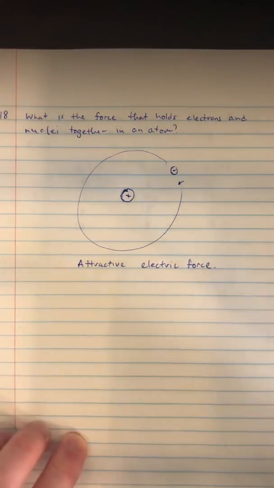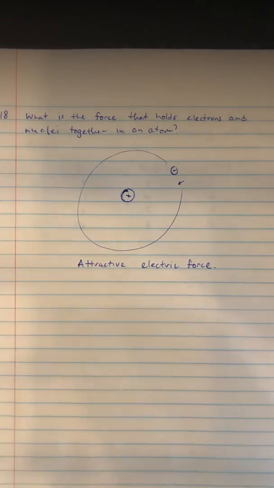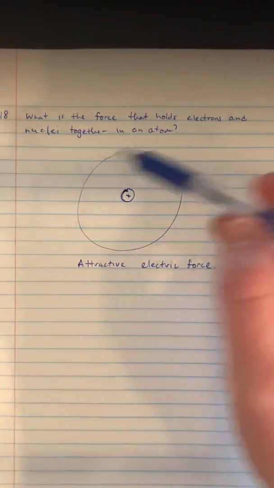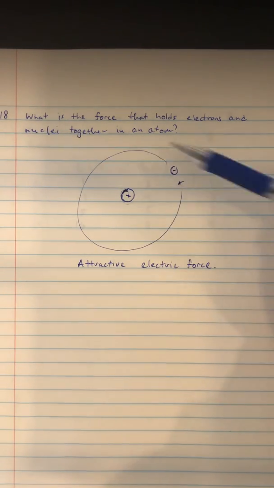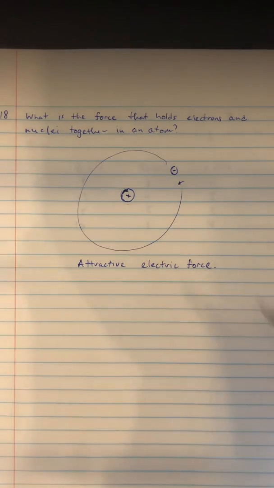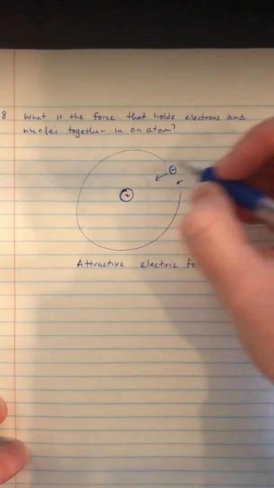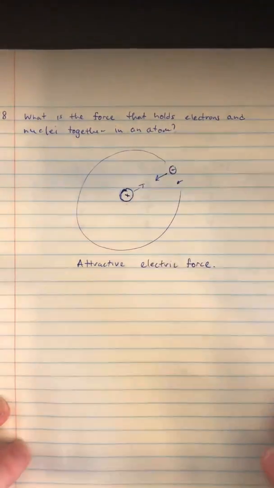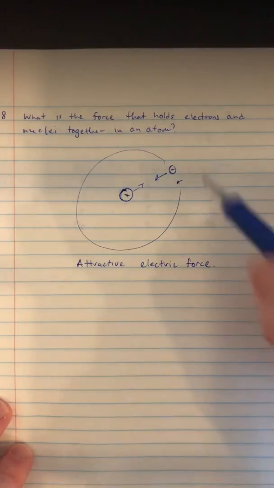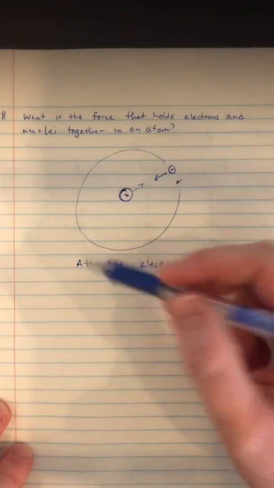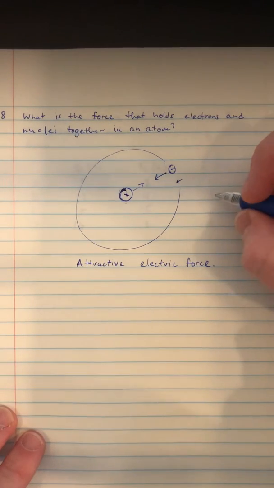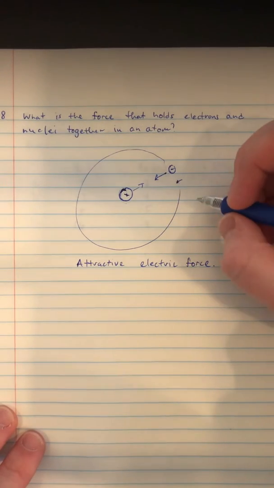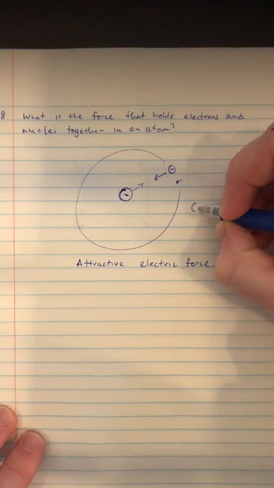And just like the attractive gravitational force keeps satellites orbiting around Earth, the attractive electric force keeps electrons orbiting around the center of an atom. What do we call forces that cause objects to move in circles? We'll test your past knowledge here. That would be a centripetal force.